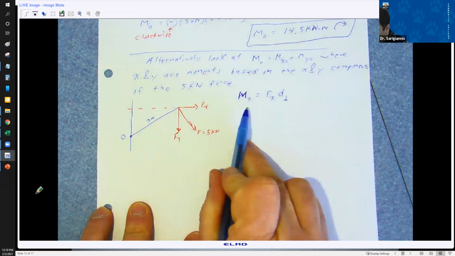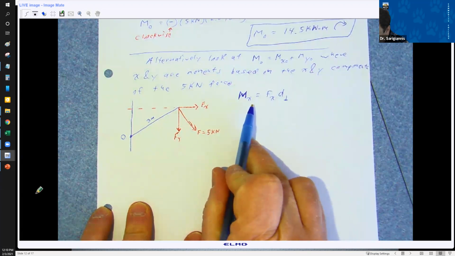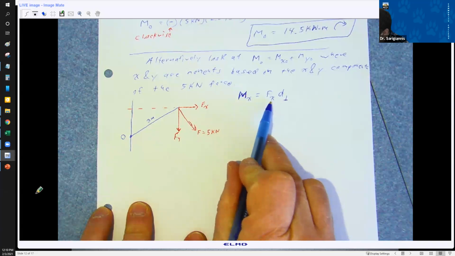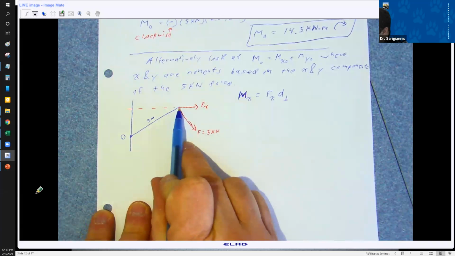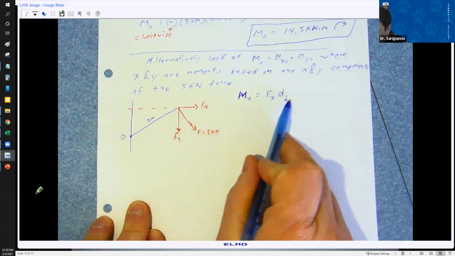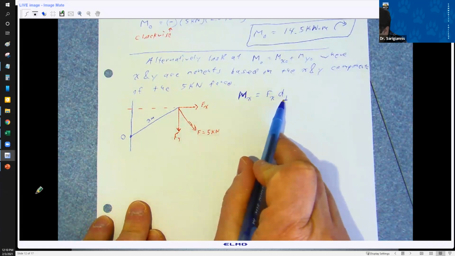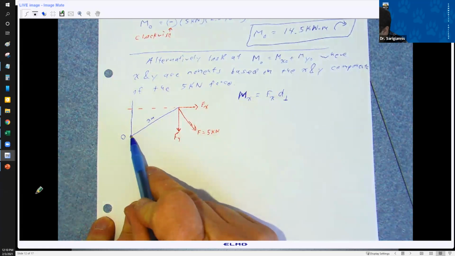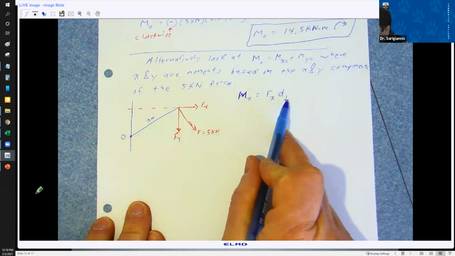We are interested in the force in the X direction times the perpendicular distance from the point about which we're interested in rotation, right? The moment about the origin. The perpendicular distance to the origin.